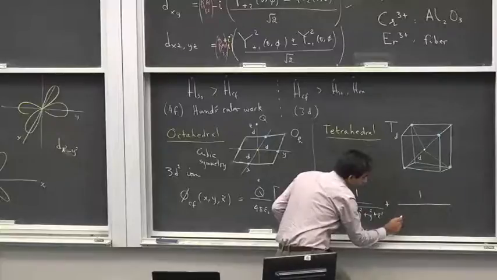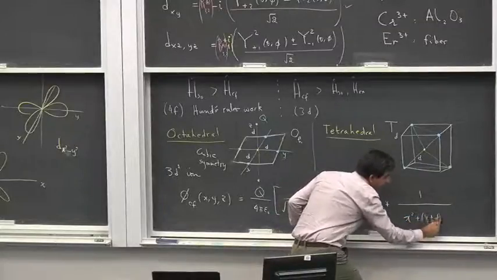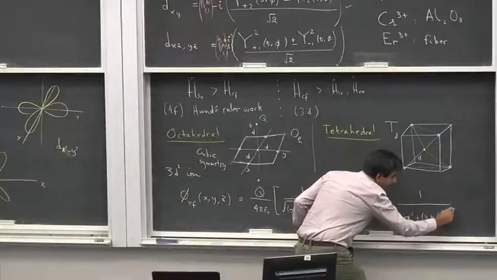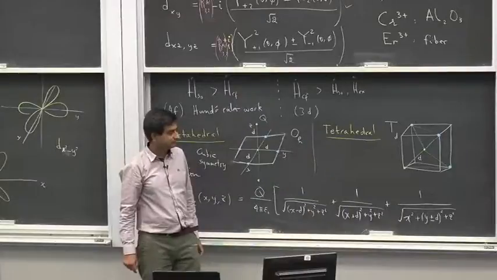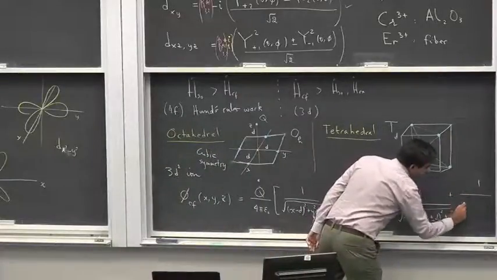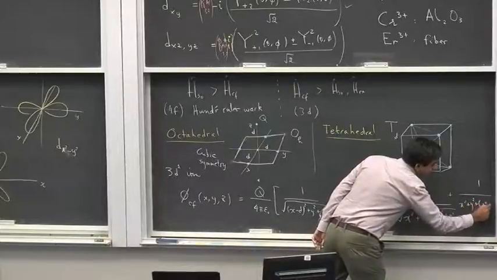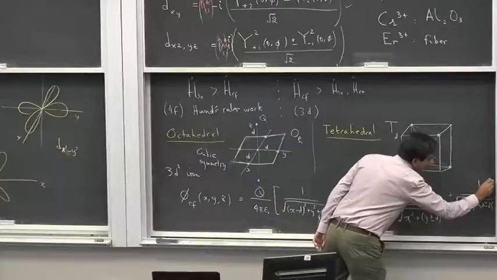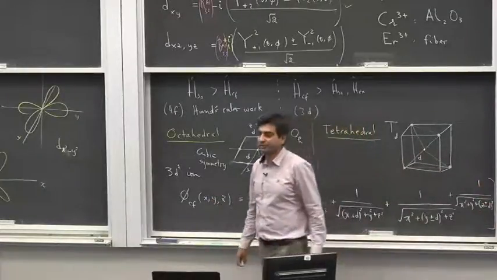1 over root of x square plus (y plus minus d) whole square plus z square, plus 1 over root of x square plus y square plus (z plus minus d) whole square. So this is the crystal field Hamiltonian.